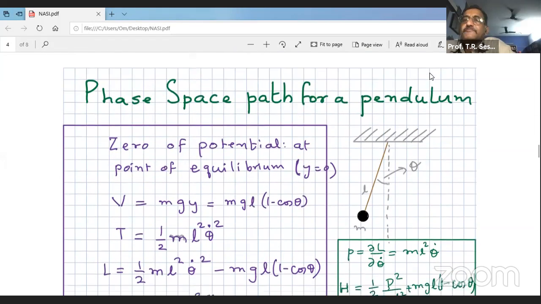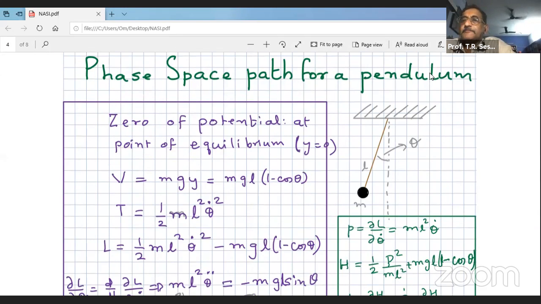Okay, so now I will go over to another example, where the trajectories in phase space are not that simple. And the problem which I consider is that of the phase space path of a pendulum.